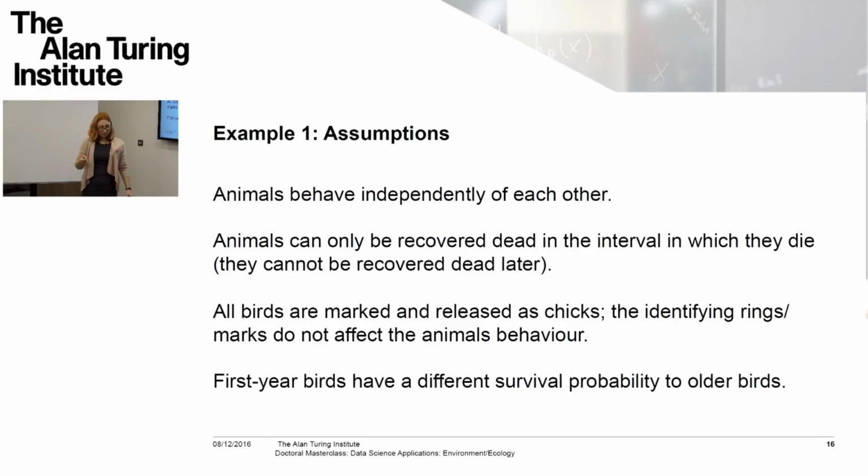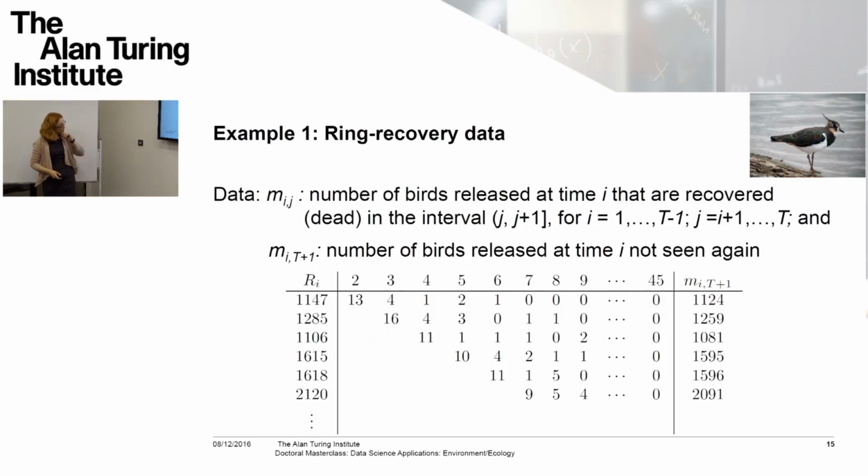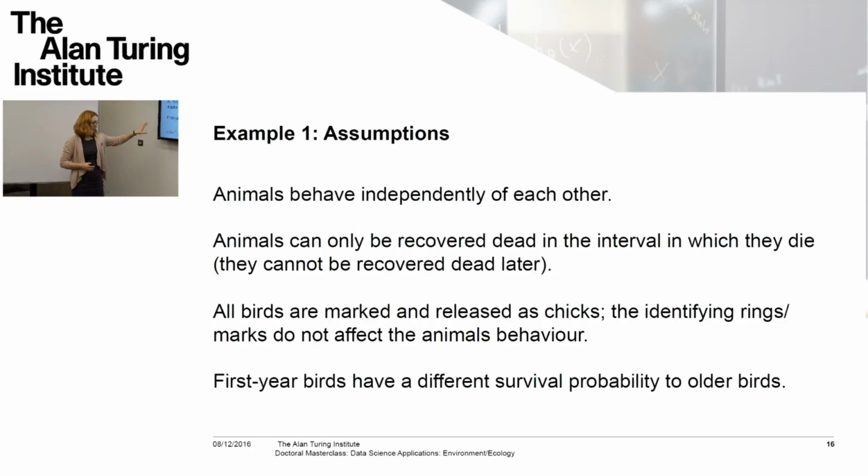Something else we may want to think about is that animals survive, so this might be annual data, typically 1 year to the next. We ringed the birds as chicks, but we typically know that first year birds will have a lower survival probability than the adult birds. They're more susceptible, they're younger, they're weaker, and so on. So we might want the survival probabilities to be different for different ages of birds, or other things along those lines.